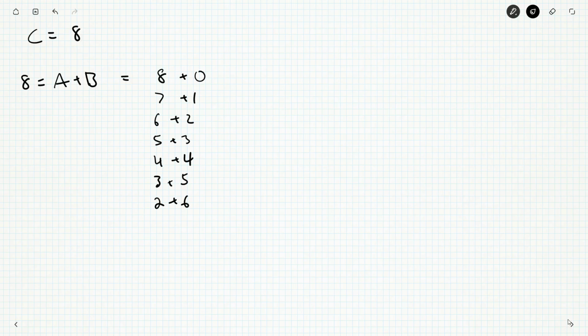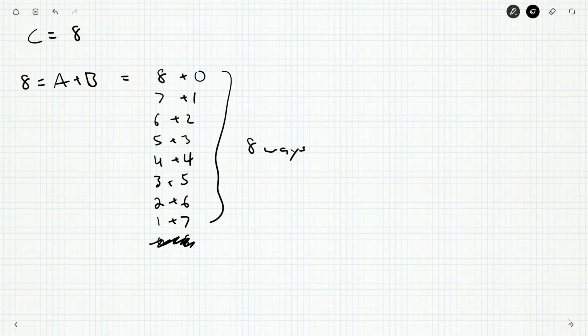2 and 6. 1 and 7. And then 0 and 8. Those are the ways to write 8 as a sum of two single digits. And only the last one wouldn't count, because that would be 088. That's not a three-digit number. That's 88. That's a two-digit number. So how many do we have here? We count them. 1, 2, 3, 4, 5, 6, 7, all up to 8. 8 ways. And we start to notice a pattern.